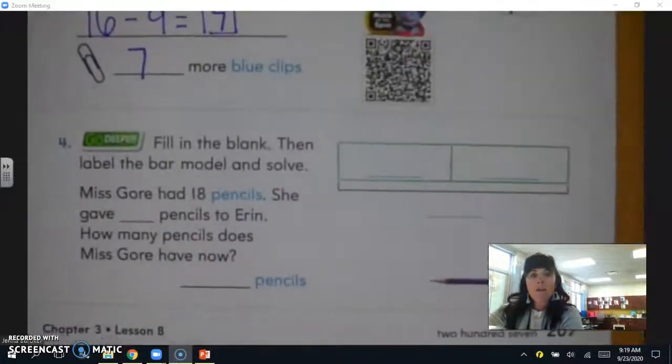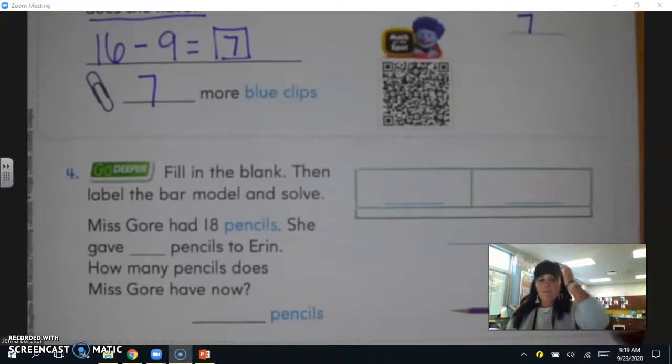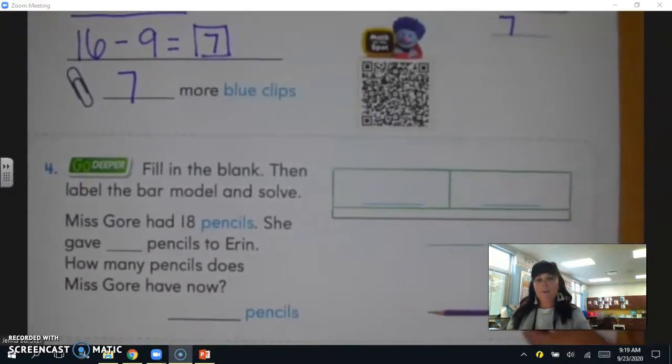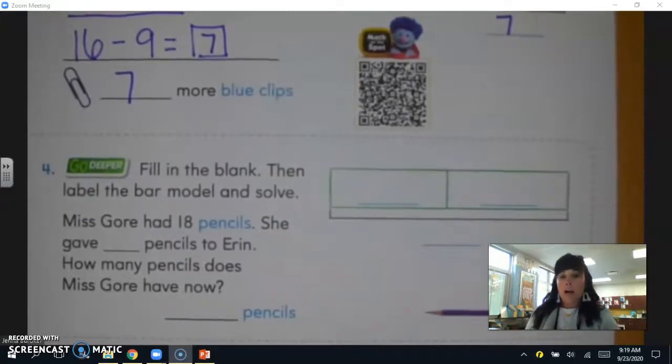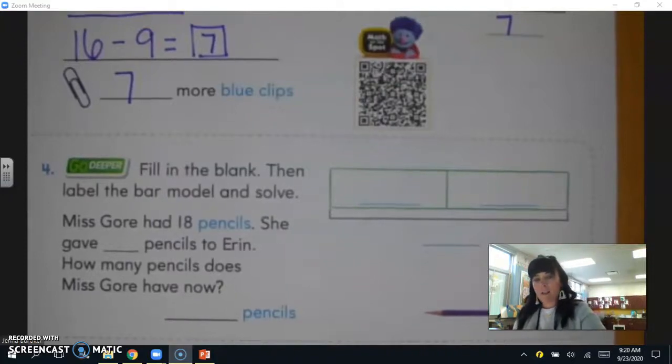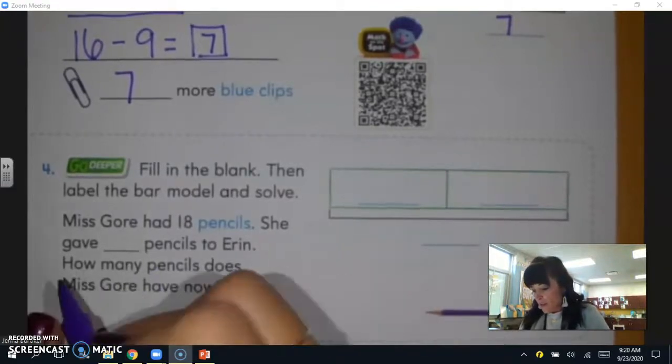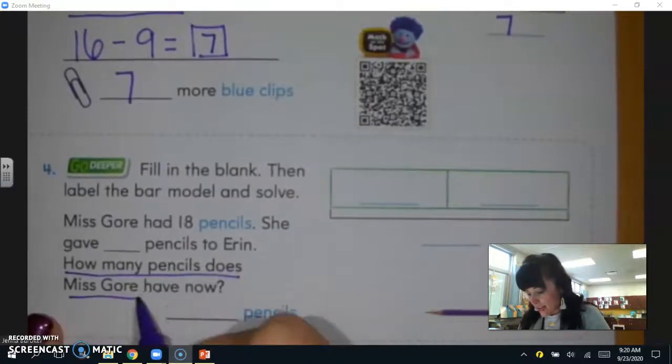Okay. Number 4. Fill in the blank, then label the bar model and solve. Miss Score had 18 pencils. She gave blank pencils to Aaron. How many pencils does Miss Score have now? So we just have to fill it in. Okay. We're going to do it together. So Miss Score had 18 pencils. She gave blank pencils to Aaron. How many pencils does Miss Score have now? So they want to know how many pencils she has now.